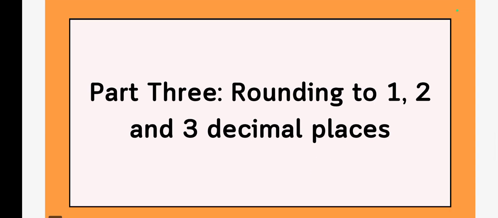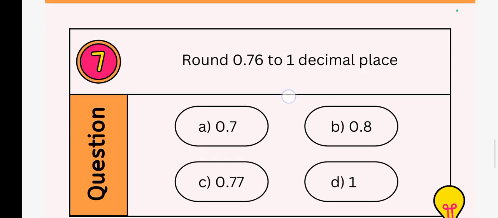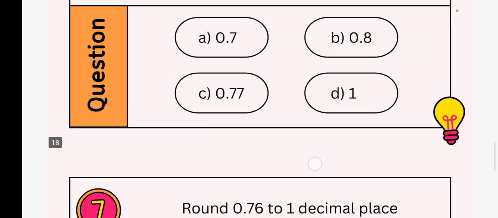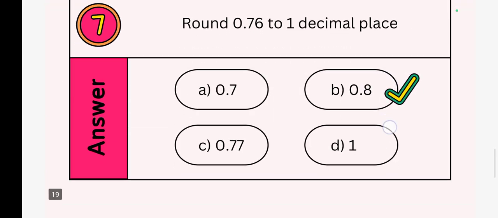Now we will learn how to round off to 1, 2 or 3 decimal places. Like if you have to round off 0.76 to 1 decimal place, what you will do is see which number is nearest to 0.76 with 1 decimal place. You need to have only one place after the decimal point. So that will be 0.8. 0.76 will be changed into 0.8.